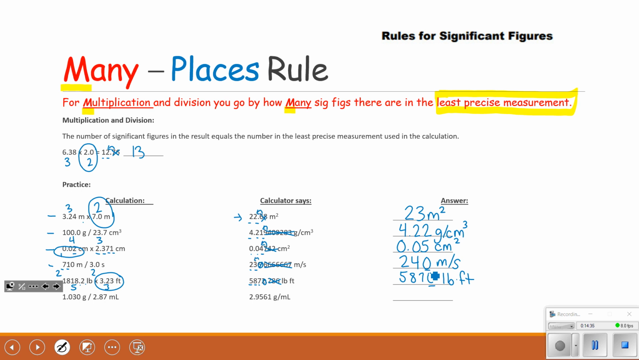And the last one, 1.030 grams, has 4 significant figures. 2.87 has 3. So you're going by this. You need 3 significant figures. So 1, 2, 3. That 6 will round the 5 up and drop the rest. So this is expressed as 2.96 grams per milliliter.